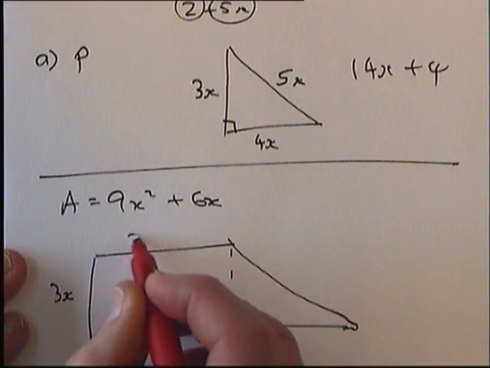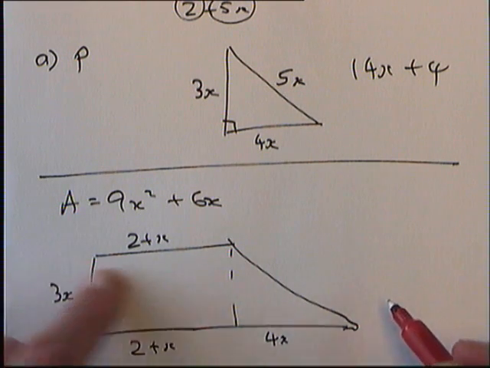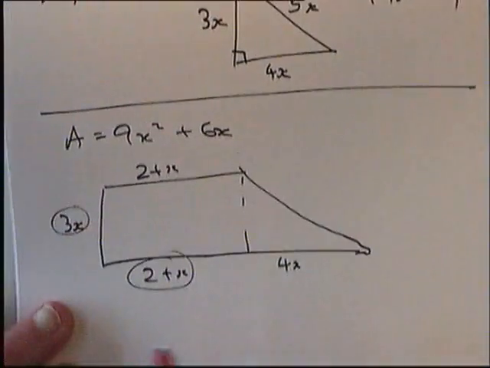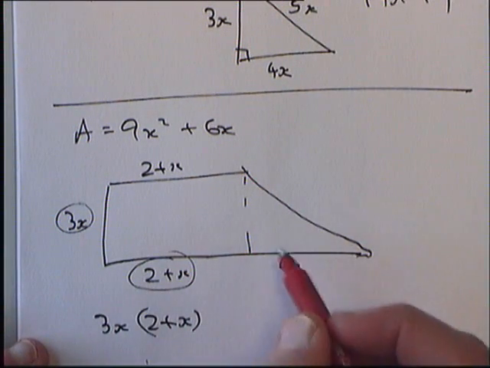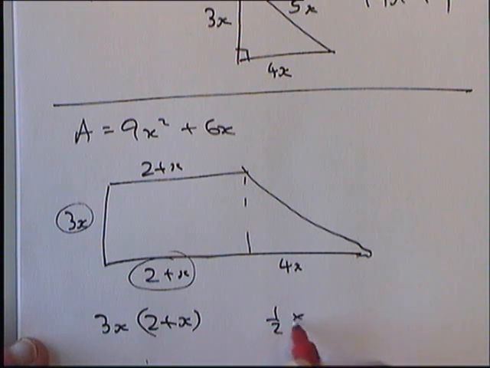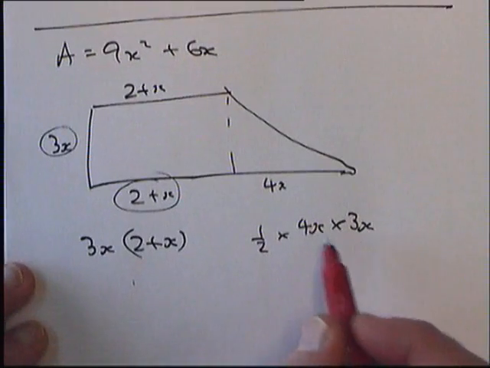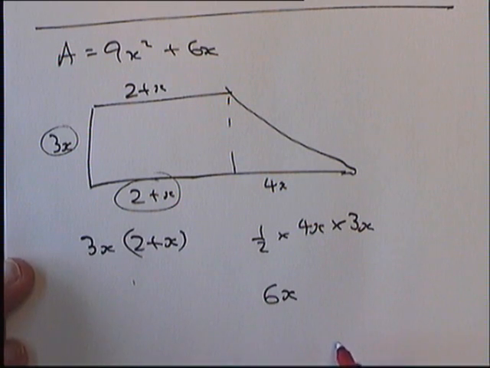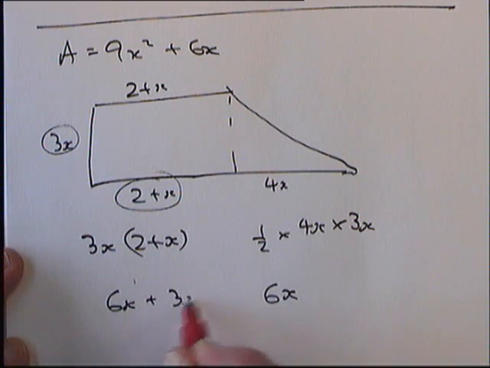A 3x there, a 2 plus x here, and I know that bit is 2 plus x. This bit here is 4x. The area of this bit here will be these two multiplied together because it's a rectangle, so that will be 3x times 2 plus x. The area of the triangle here will be half of the base, which is 4x, times the height, which is 3x. If I times 4x by 3x together, I get 12x squared. Half of that is 6x. If I multiply this together here, I'll get 6x plus 3x squared.